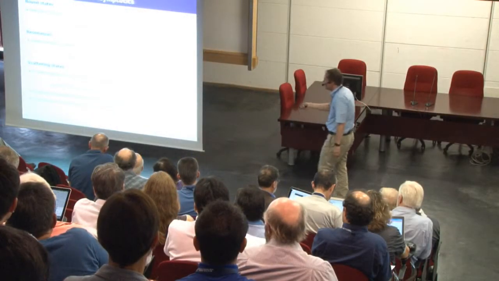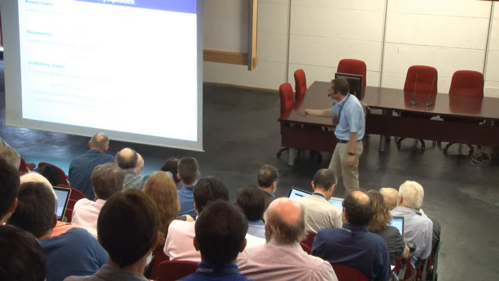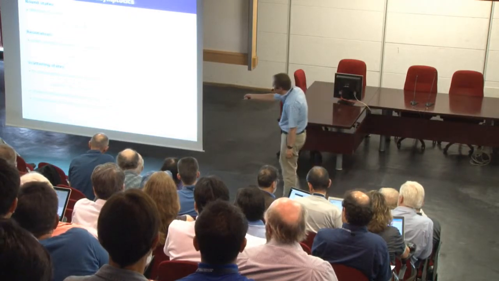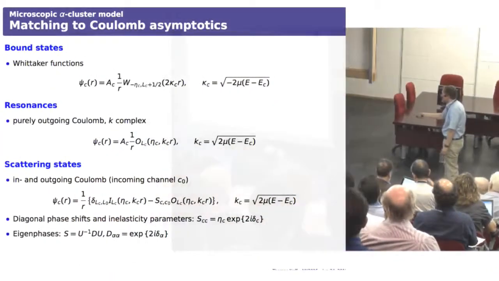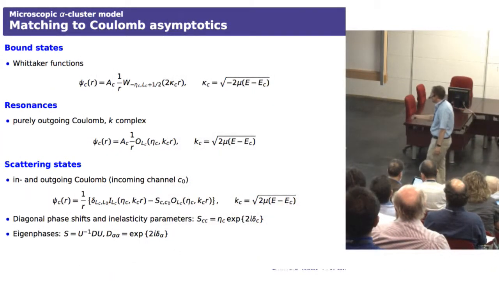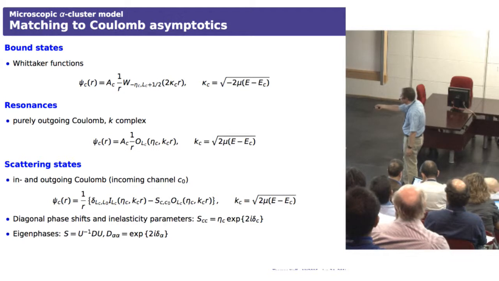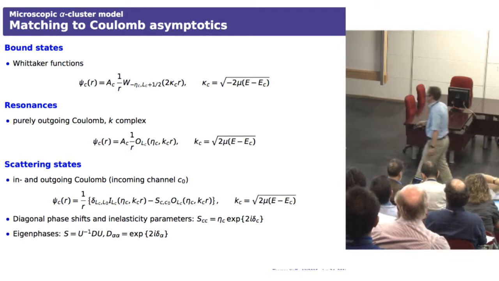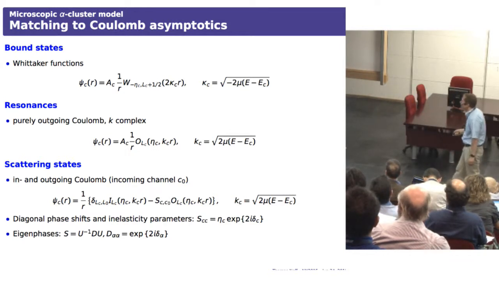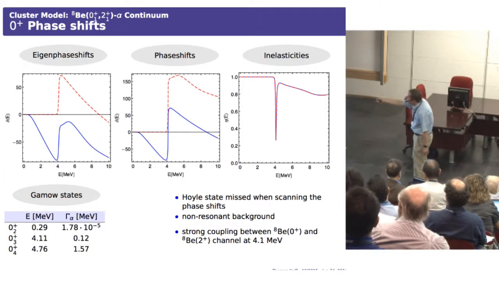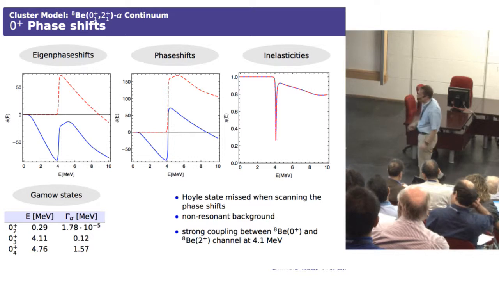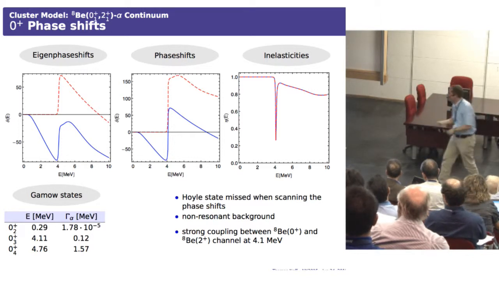And of course, you can also match the scattering states. So you have different channels here: an incoming channel C0, and you can scatter to another channel C. And so you have a scattering matrix as a function of energy. To analyze the scattering, we can look at the diagonal phase shifts, or we can look at the eigenphase shifts. And this is shown here for the 0 plus. So you don't see the Hoyle state, because the width is so small that it's very hard to find it when scanning the energy, but it's here.